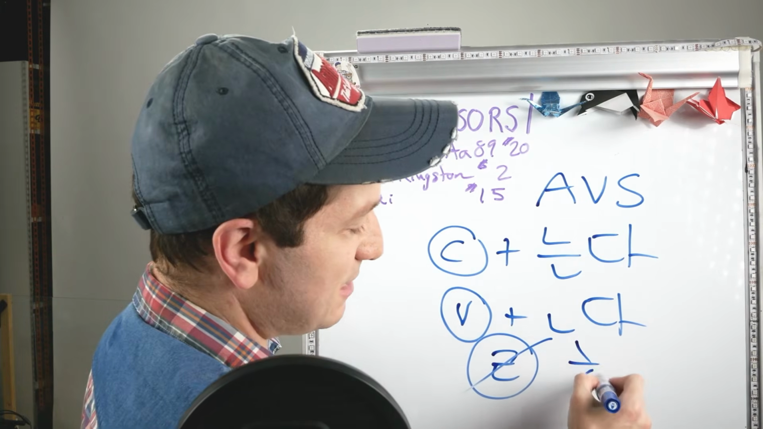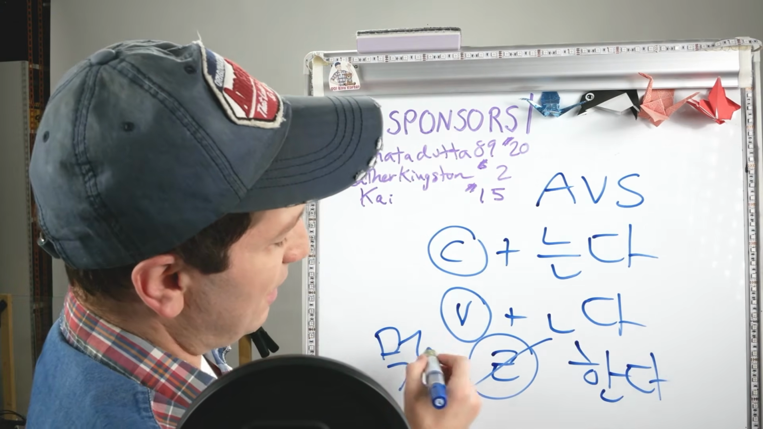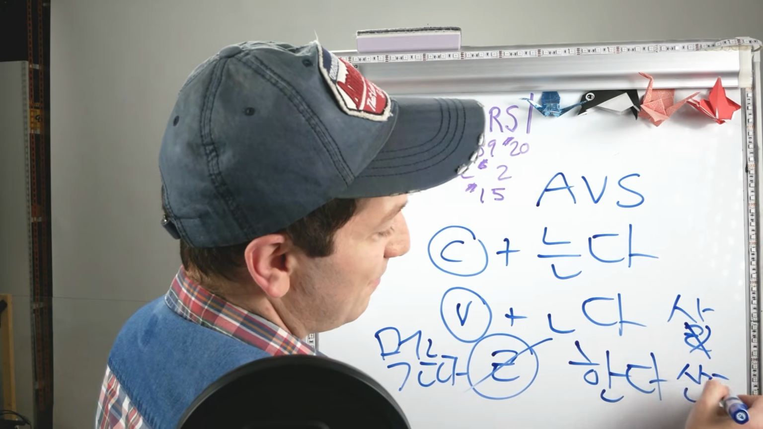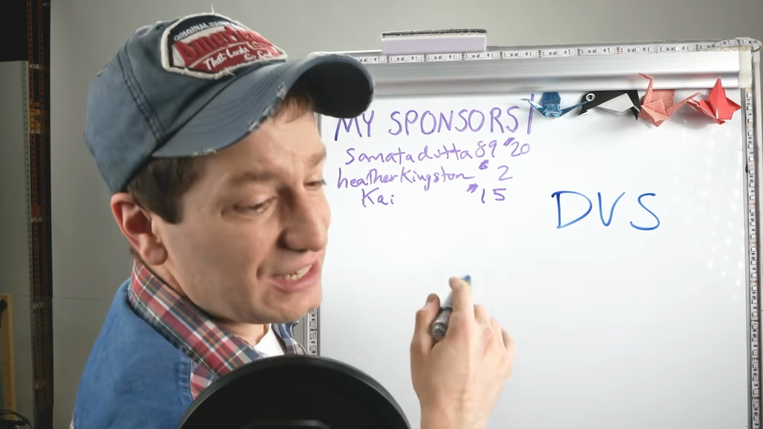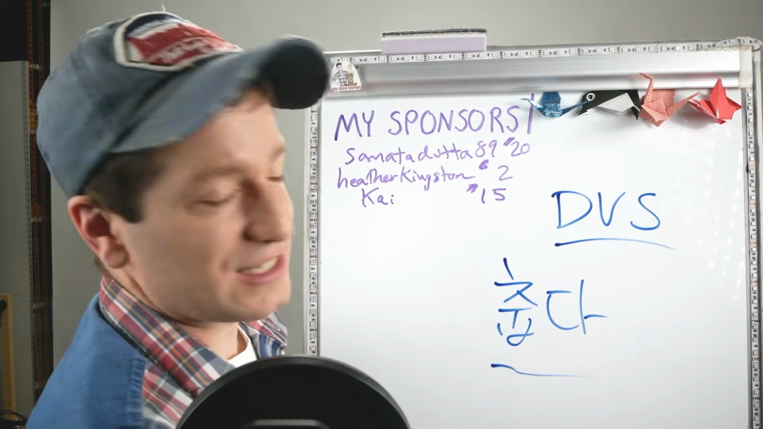Like 하다, ha, ends in a vowel, so you attach 한다. 먹다, to eat, you get 먹는다. And 살다, to live, 산다. Or if you have a descriptive verb stem, you're actually already done. 춥다, to be cold, it is just 춥다.